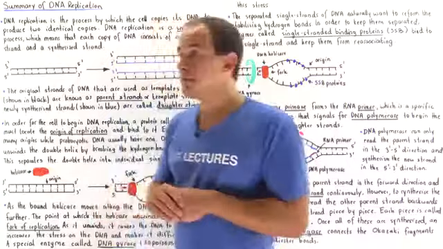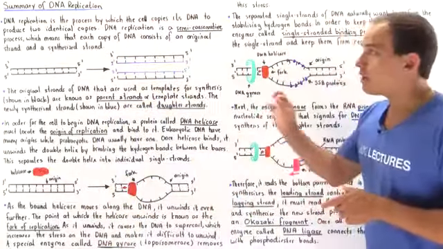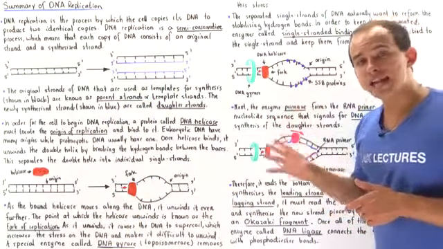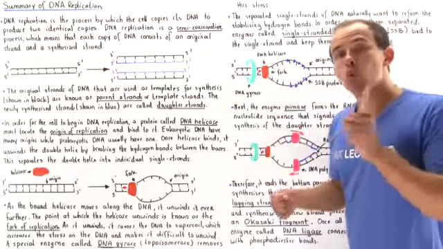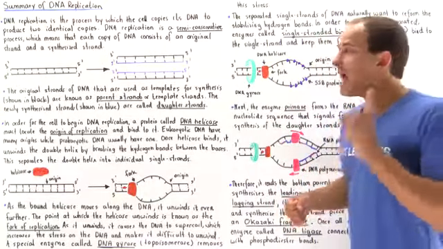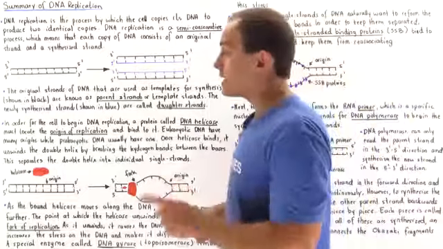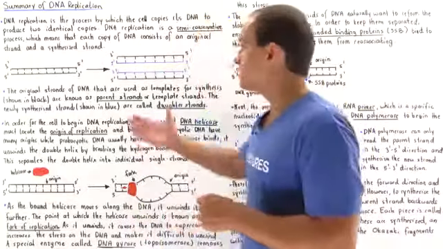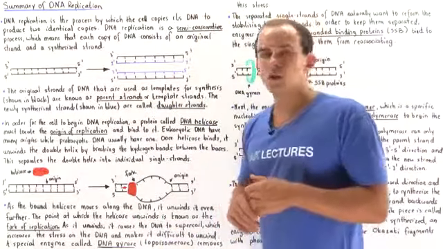Now, DNA replication is known as a semi-conservative process. And this basically means that each one of the DNA copies that is produced contains one original strand and one synthesized strand. And to see what we mean by that concept, let's take a look at the following diagram.